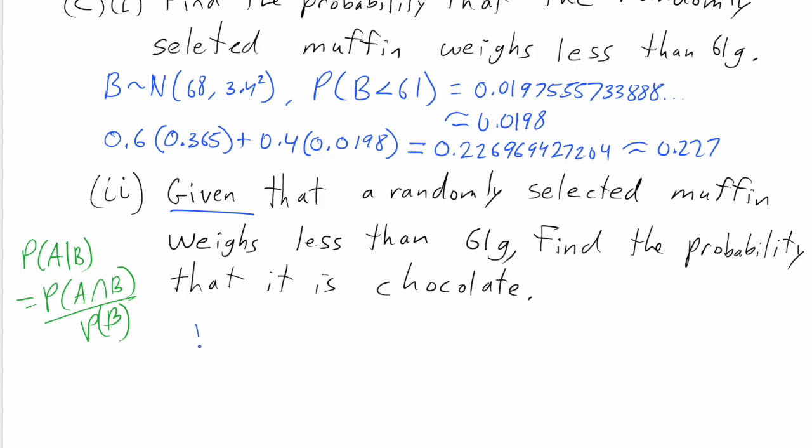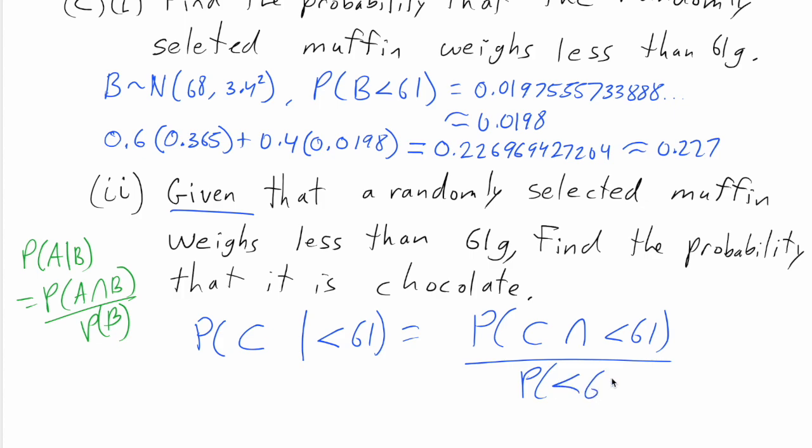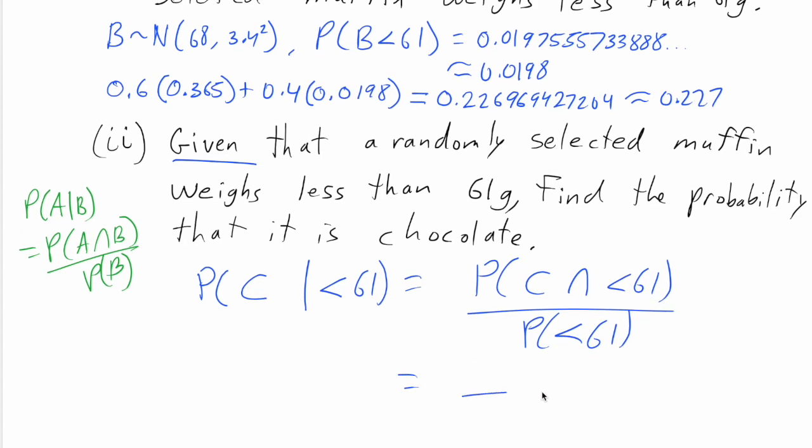We're going to have the probability of chocolate given that it's less than 61. We're finding the probability that it's chocolate, so the probability of chocolate and less than 61, divided by the probability less than 61, which is our answer from the previous question. That's 0.227. And the probability it's chocolate and less than 61 is basically this part. This is the probability it's chocolate, and this is the probability that it's less than 61 given it's chocolate. So we just do this part, right?